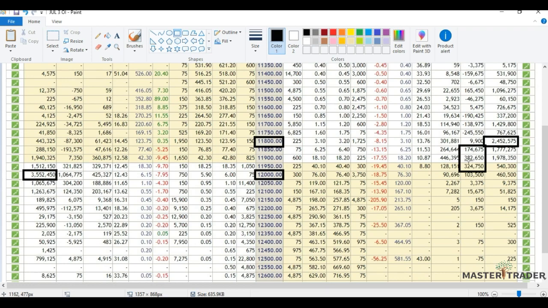Okay, so what this is telling me is that these guys here are bullish on the market, right? Around these levels, they are bullish on the market.